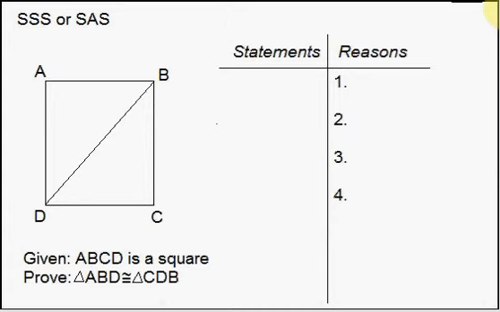Okay, now you are trying to prove that triangle ABD is congruent to triangle CDB, and you're supposed to be proving that by using the postulate side, side, side, or the postulate side, angle, side. So what we're going to do first is put the given in as the first reason. You always start off with the given. Okay, and that's a no-brainer. The reason is given.